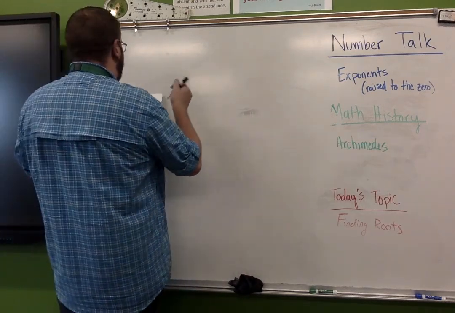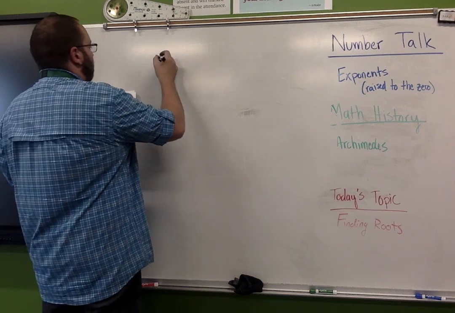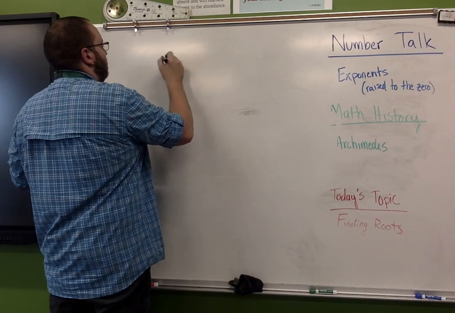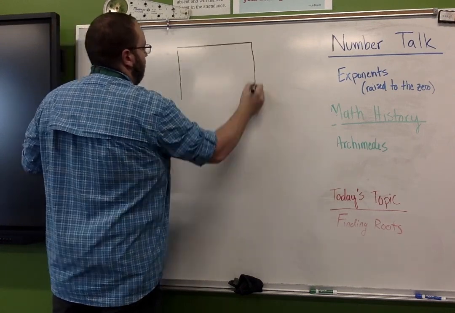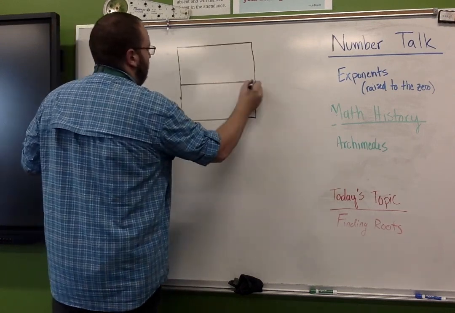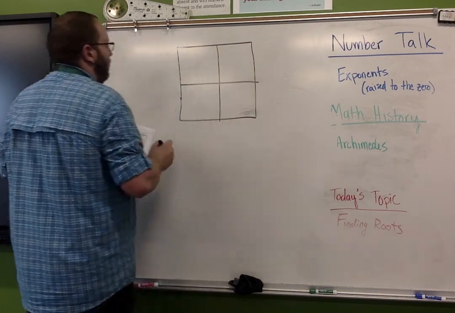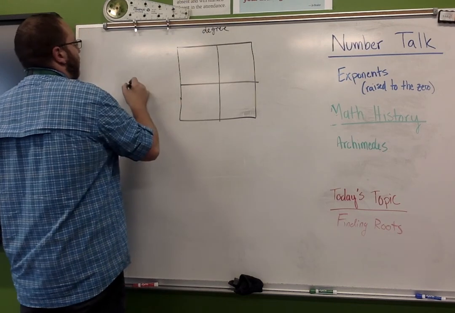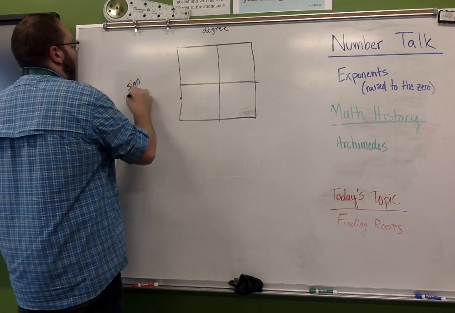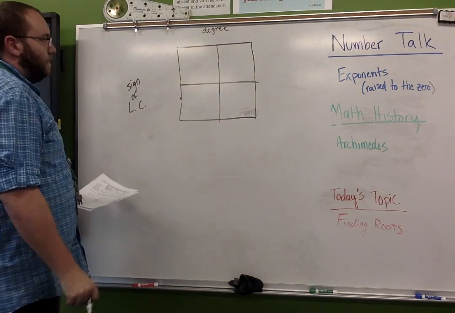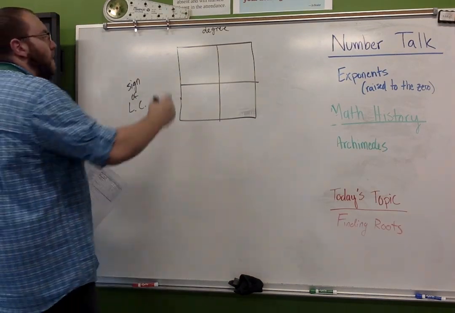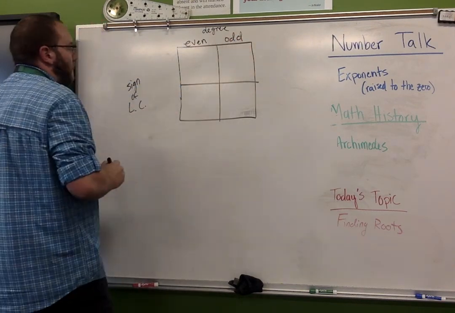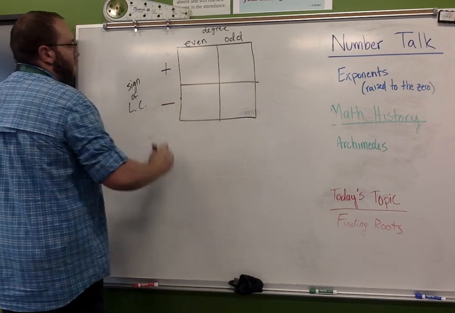Here's a little chart for you. It's up here. I'll draw it up here for you. So up here we'll have the degree. Over here we'll have the sign of the leading coefficient. So a degree is a number. It can be even or odd. The sign can be positive or negative.